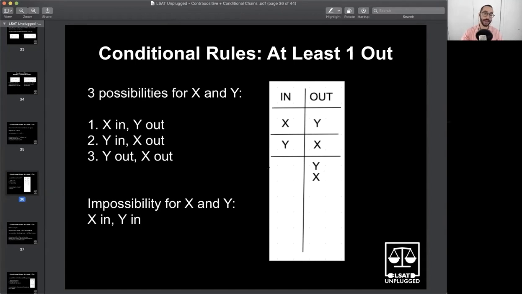So this is the at least one out. 3 possibilities. I wouldn't list them all on the same diagram, but these are different ways they could play out in theory. And so for particular local questions, you might do any of those 3 depending on the circumstance. You might have a scenario where X was in and you'd be able to say Y was out. Or you might have a scenario where Y was in and you could say X was out. And then you might end up with a particular local hypothetical where both Y and X were out. But the X and Y in together is impossible.